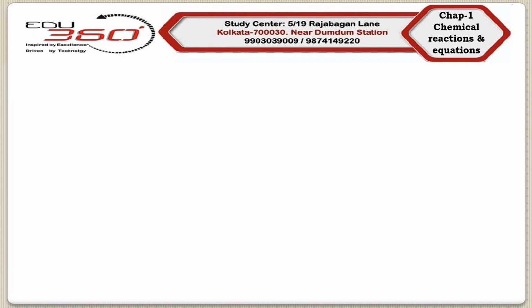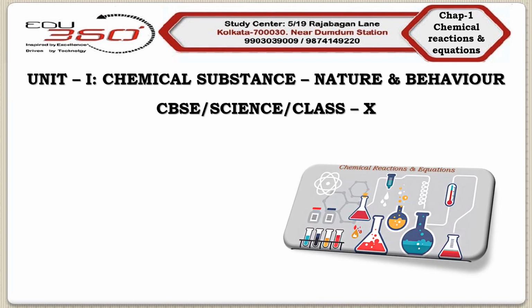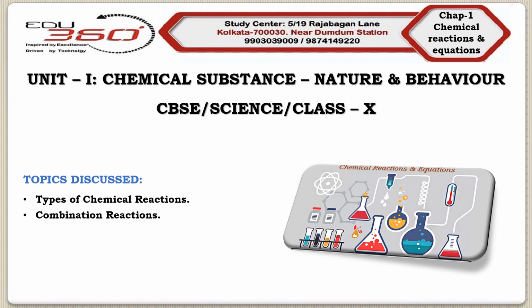In today's video lecture, we will discuss some topics of the first chapter, which is chemical reactions and equations of CBSE class 10 science. This is under unit 1, chemical substances, nature and behavior. We will first list the types of chemical reactions, then we will discuss combination reactions and decomposition reactions with various suitable examples.